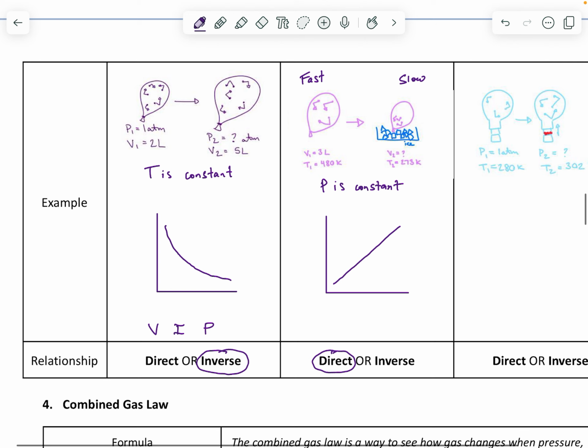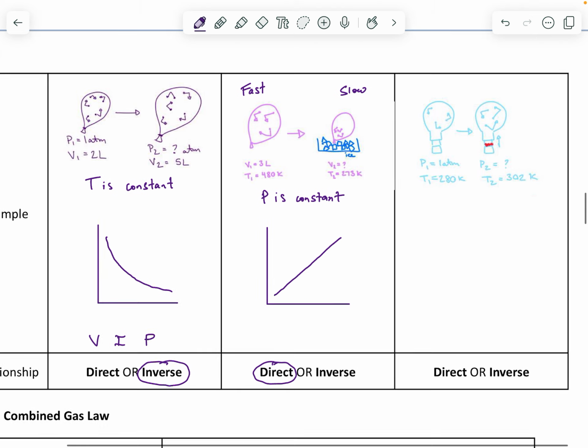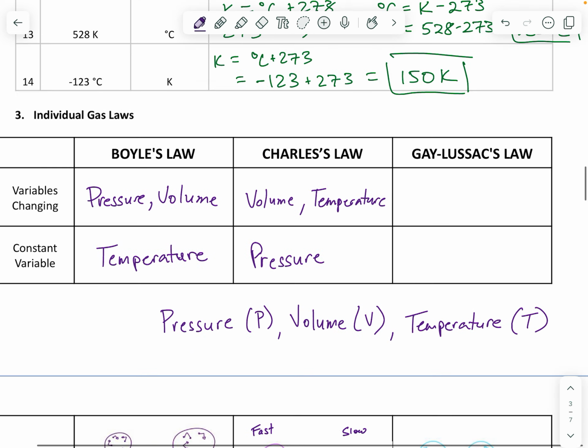Depending upon what you have, it does not necessarily matter what's on what axis: pressure, volume, or temperature. And last but not least, we have Gay-Lussac's law, and this one is when, of course, we're keeping the volume constant, right?